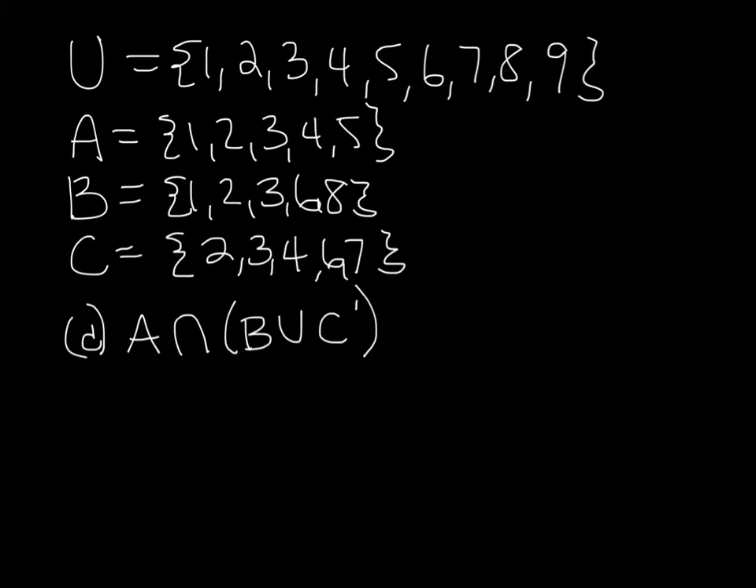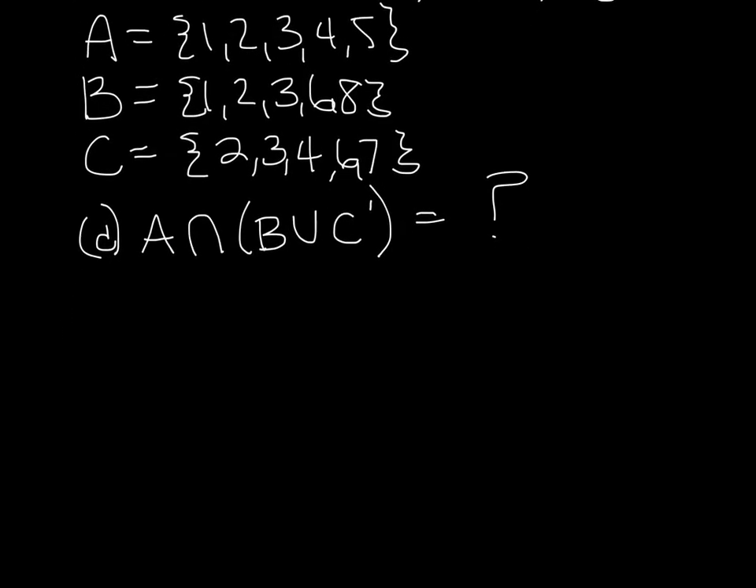Okay, so this is part C, and again, I just have written the universal set, the same A, B, C subsets, and now we want to find what this set looks like. So just put a question mark. Because we have this prime, that means C complement: all the elements in the universal set that are not in C. So we have to calculate this first.